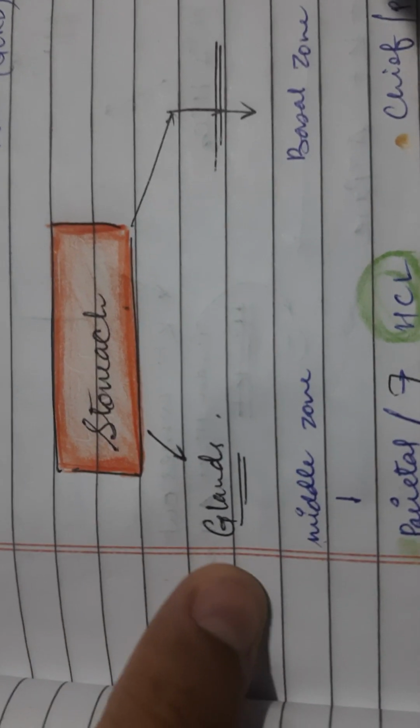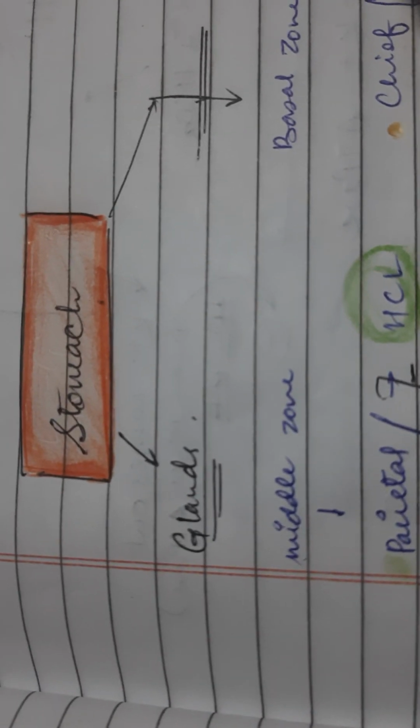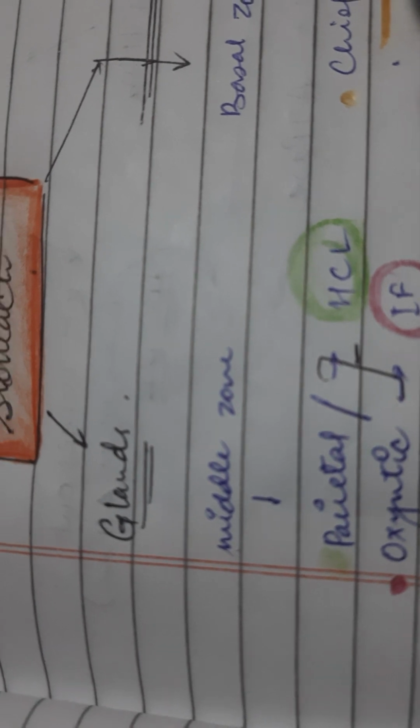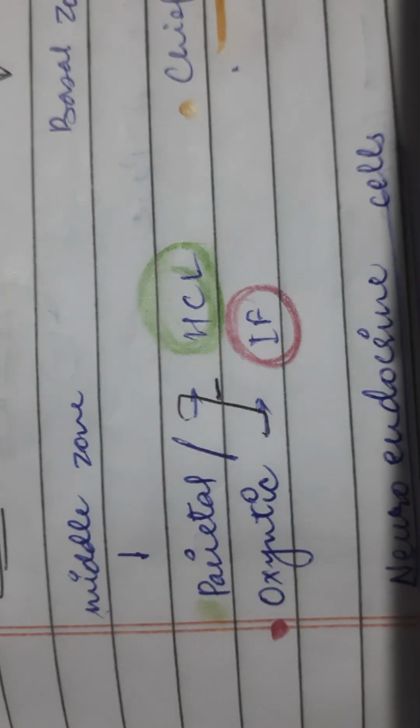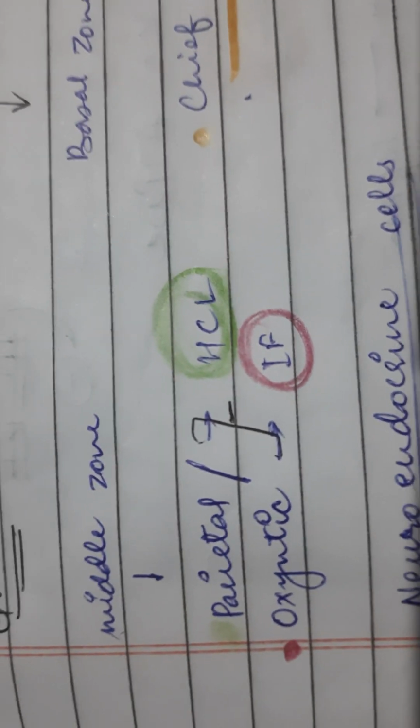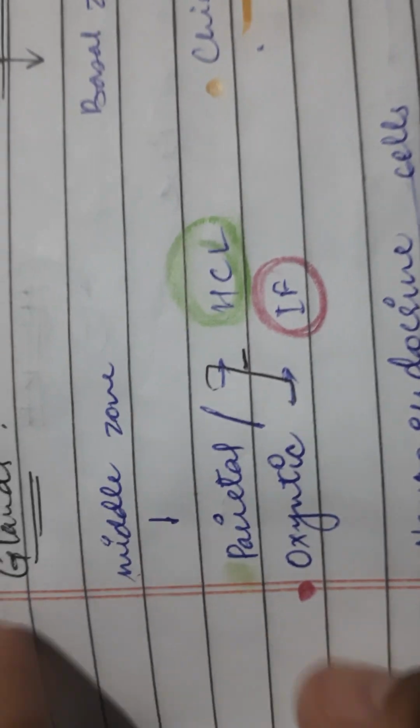Stomach glands are present in the middle zone, which has parietal or oxyntic cells. Both are the same. Parietal cells are also called oxyntic cells, which produce HCl and intrinsic factor.